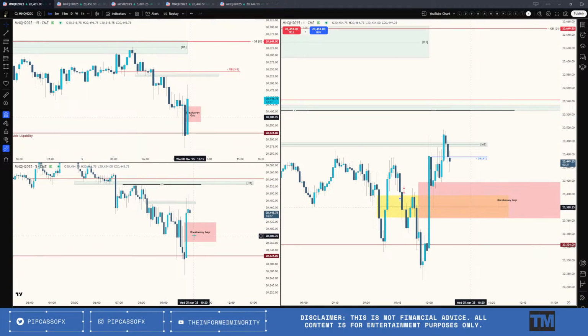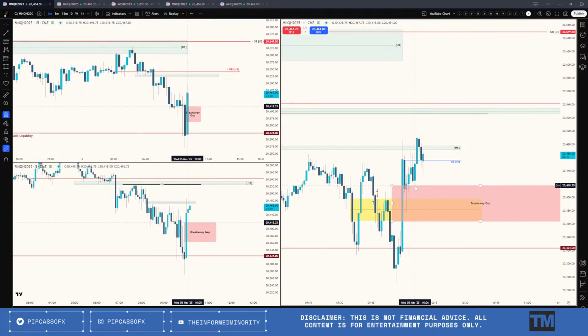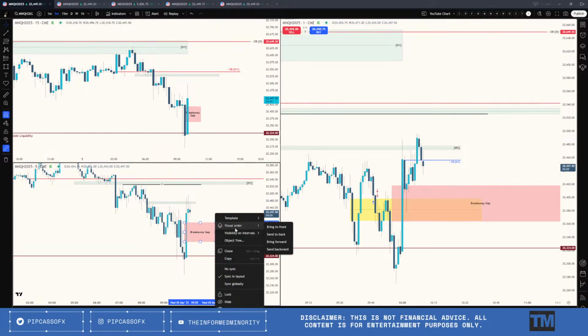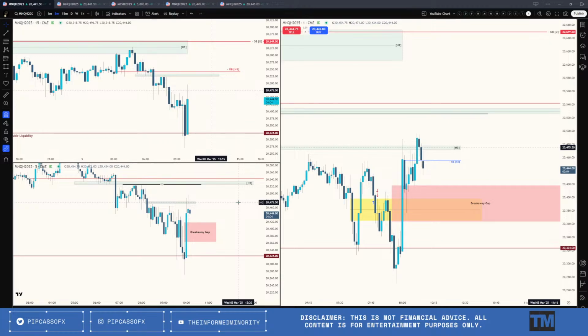Again, I don't want to see this get traded to. I want to see it remain open. It's allowed to get traded to, which means that it would take out this low, but ideally, I would not want to see that. So it's a 5-minute breakaway gap. I don't want to see it get hit, but it's allowed to.